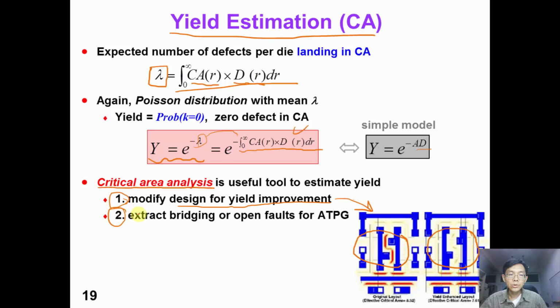The number 2 function of the critical area analysis is to extract bridging or open fault for test generation. For example, as we can see, the critical area down here cannot be improved, so we can extract the fault list for test generation.